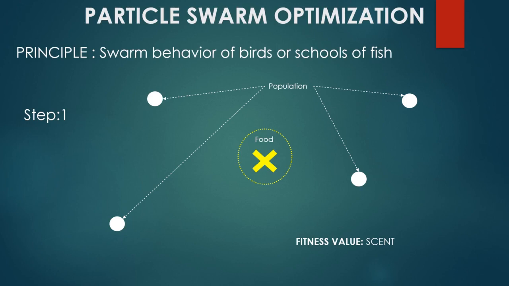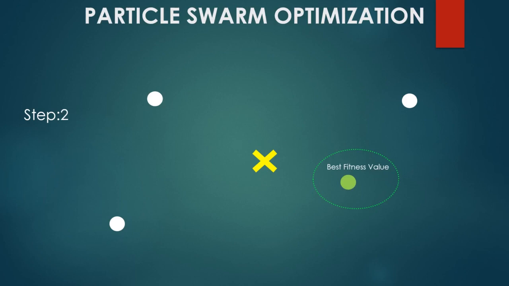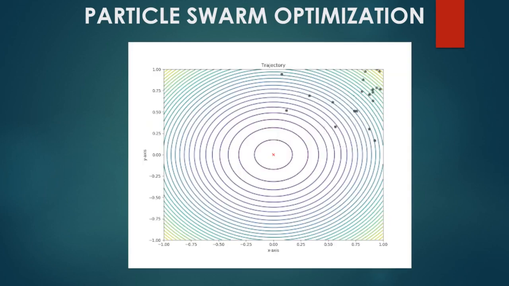So we evaluate the fitness function for each individual of the swarm, and we identify the individual which has the best fitness value. Once the individual with the best fitness value is identified, all the remaining individuals of that entire swarm are directed towards that individual. So this method continues until we reach a point of convergence which represents the best solution.